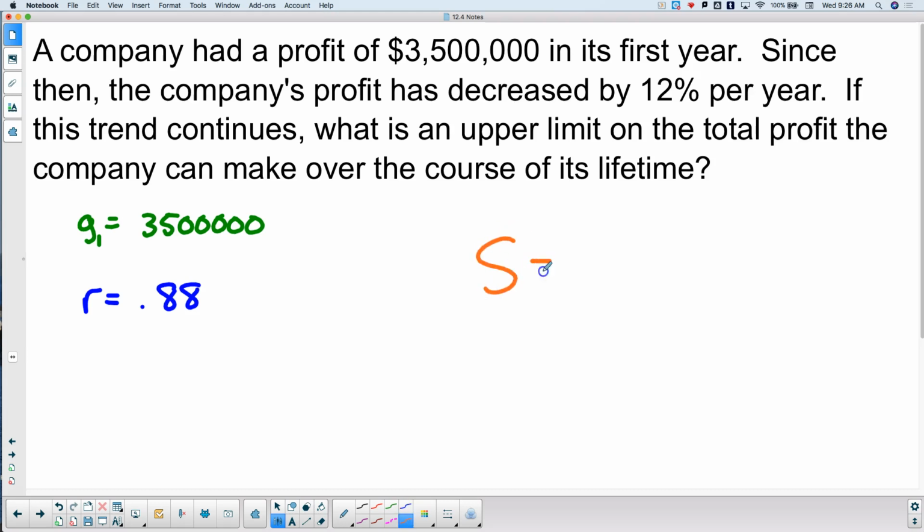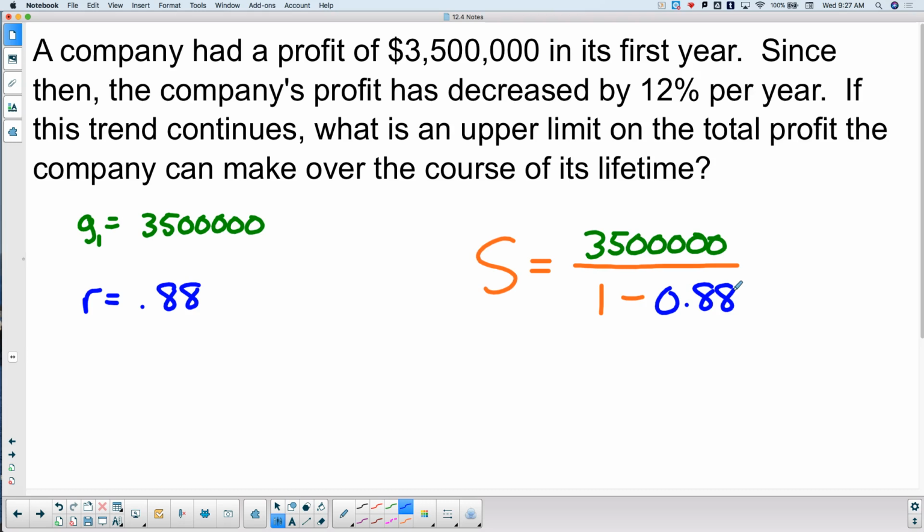So the sum is going to be 3,500,000 divided by 1 minus 0.88.